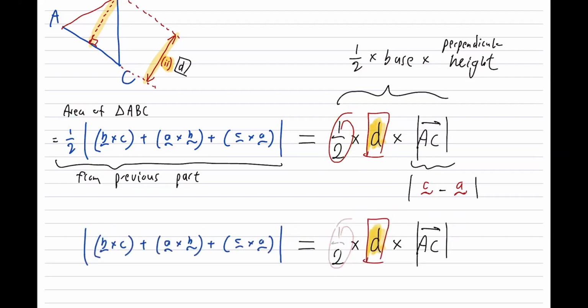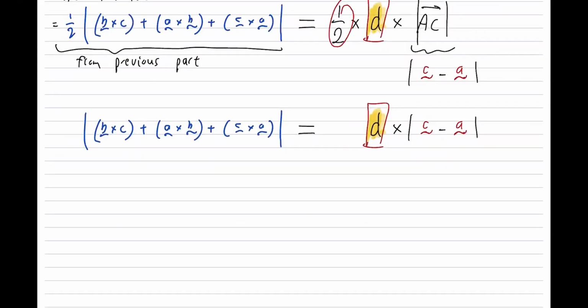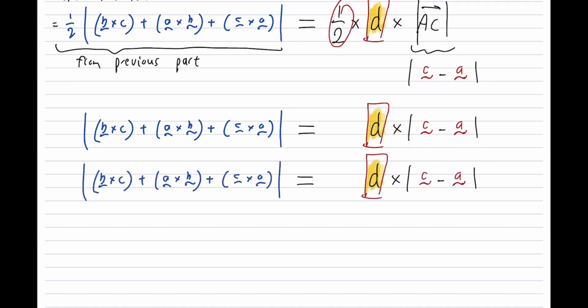Half, I get rid of it. AC, I replace with C minus A, OC minus OA. Just use the question's notation. So I use C minus A. Then how do I make D the subject? By the way, this is not a cross multiplication. This is just a normal multiplication, a scalar and a scalar. So I am safe to divide by C minus A. Right? Dividing by C minus A, what do I get? I'll get the final answer, which is shown.